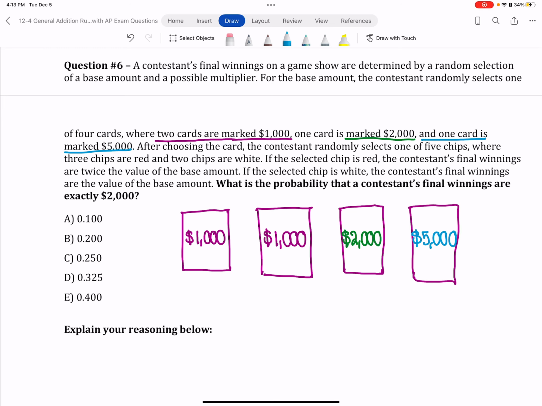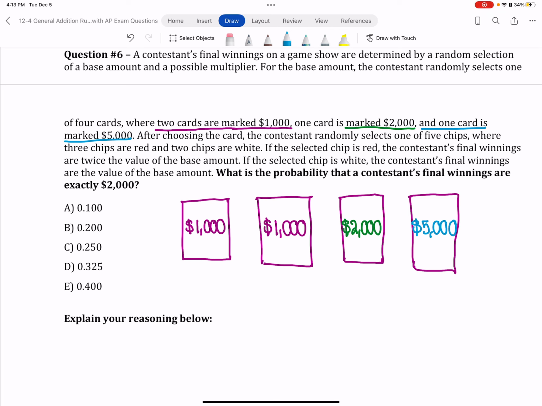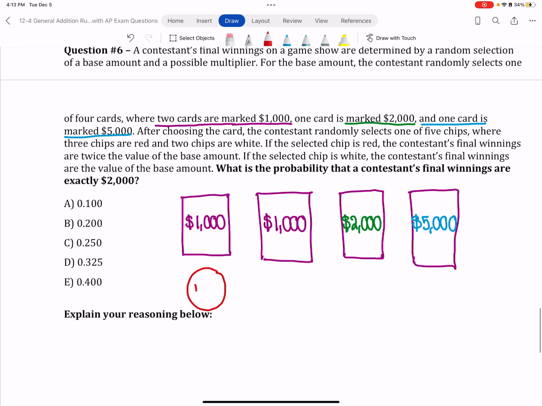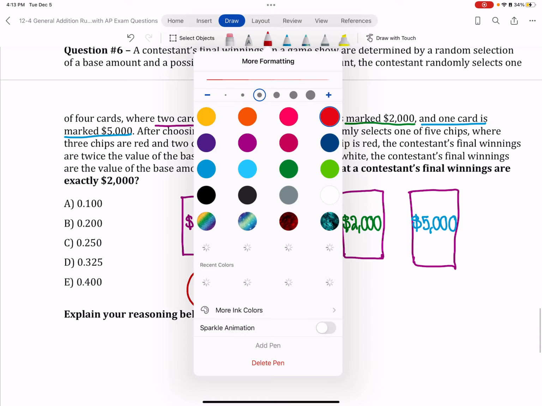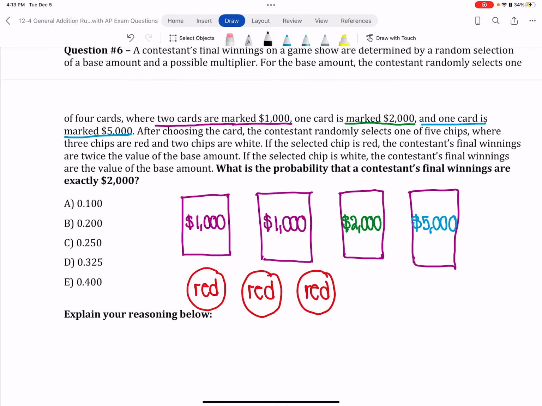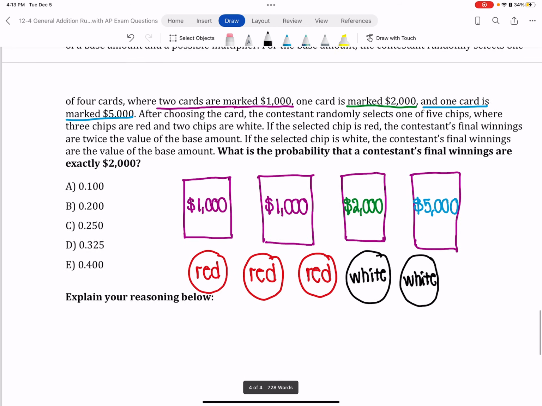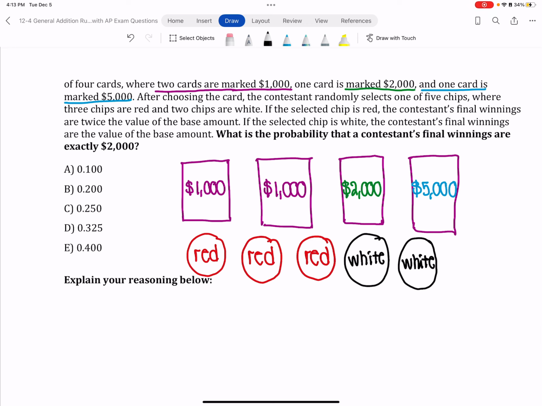Okay. Now we also have some chips. So we have some red and some white chips. So let's draw our red chips. Okay. This is going to be red, red, and one more red. And for the white chips, I'm going to draw them in black. And let's just label them as white. Drawing is not perfect because ideally they would all be the same size, but apparently they're not. Trying my best here.